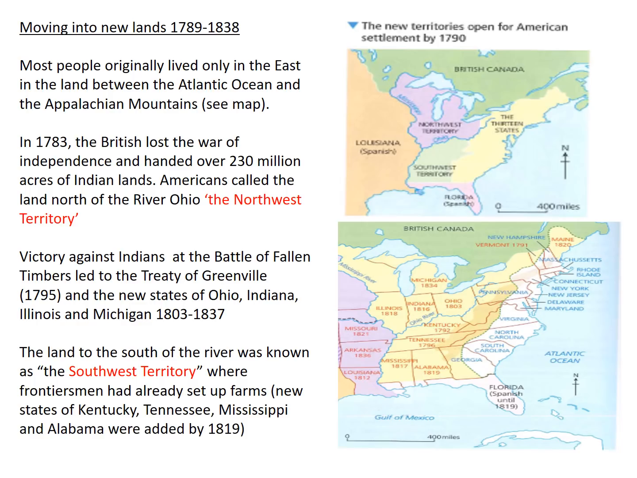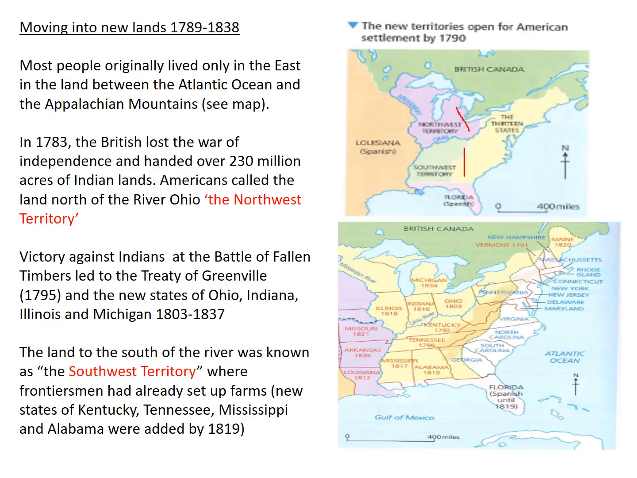So as I said, initially the British territories. The British lost the War of Independence. 230 million acres of Indian lands who had fought for the British were immediately handed over. Not many morals in that. We have the Northwest Territory up here, and then the Southwest Territory down here.